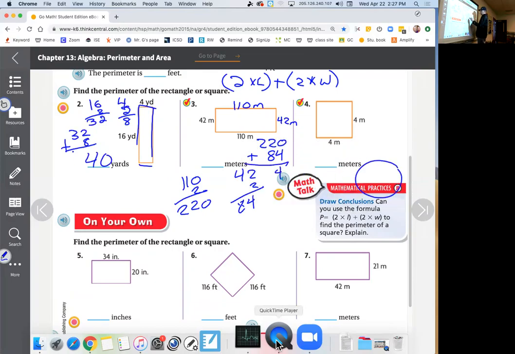So you get 304 meters. Okay. And then over here, our square. Do you remember the formula for a square? It's 4 times, because you've got 4 sides. And then what is the length of the side? Well, in this one, the length is 4. So we're going to go 4 times 4, which is what? So it's 16 meters. Okay?